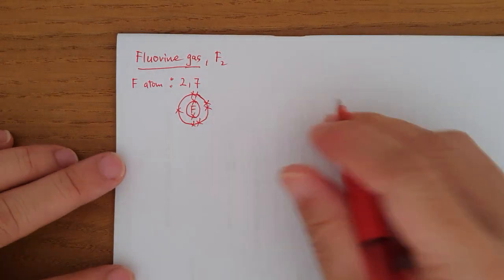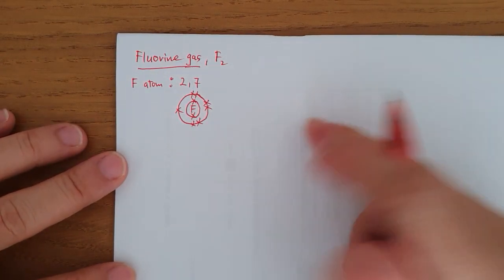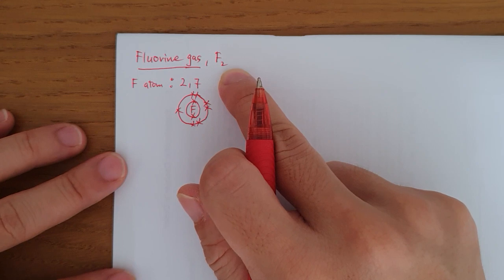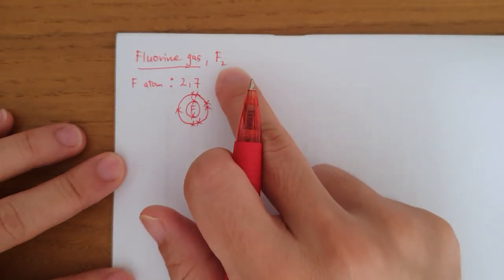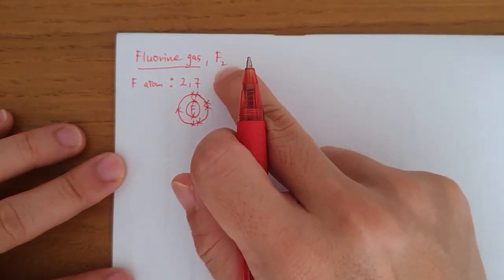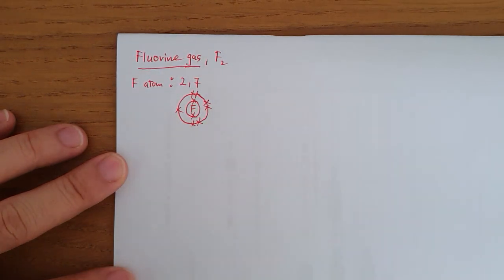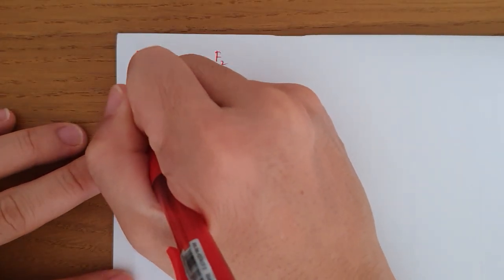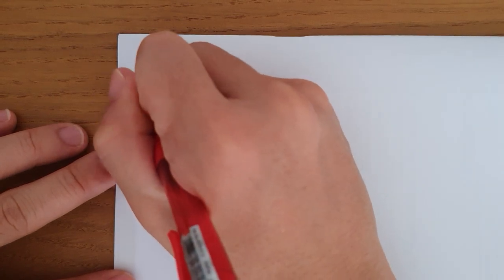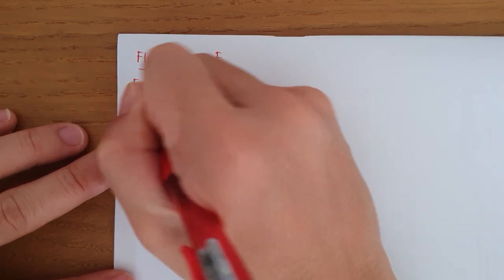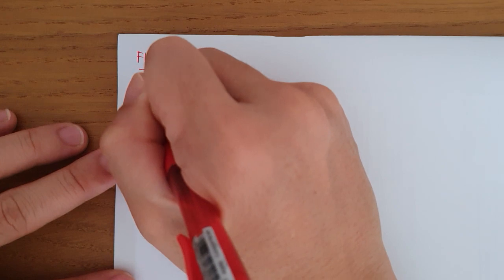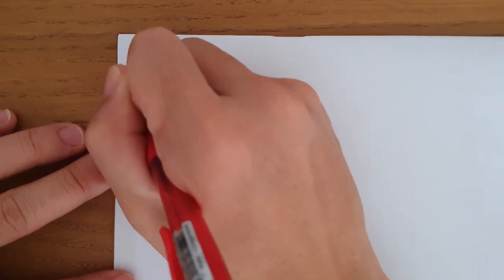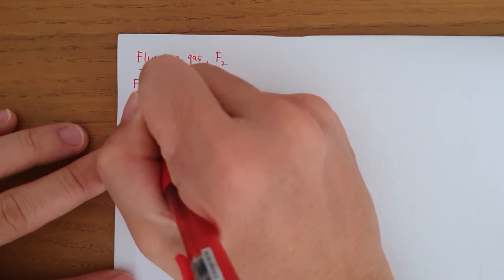Now how do you draw a dot and cross diagram for your fluorine gas, F2? Since you know that it will contain 2 fluorine atoms, if you don't know how they actually share the electron to achieve the stable electronic configuration of a noble gas, what you can do is draw another fluorine atom. This time around I use dots: 1 2 3 4 5 6 7.